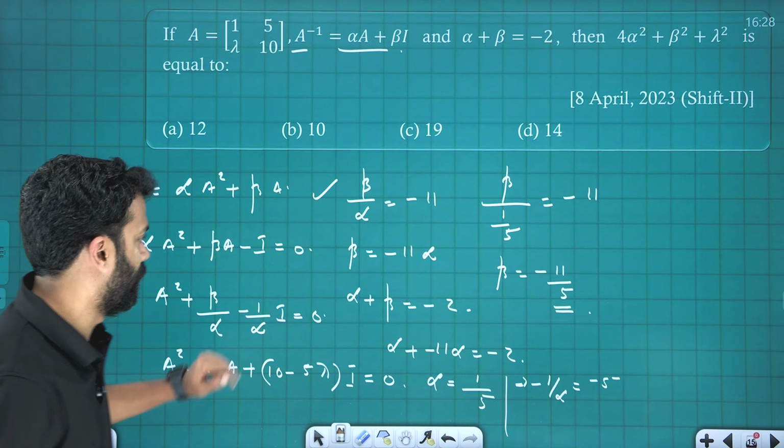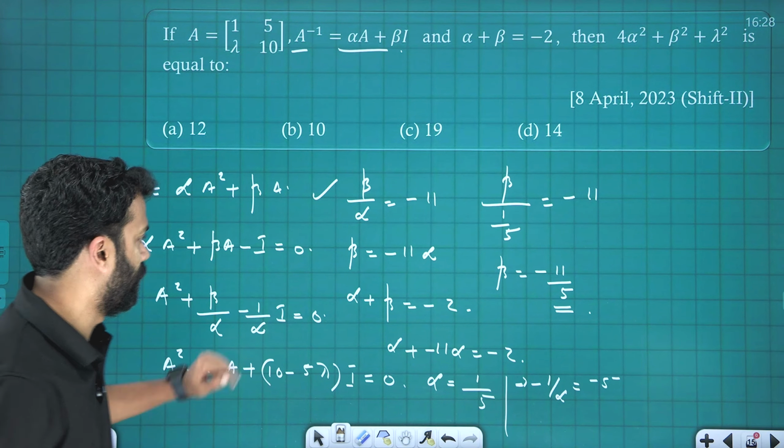So I am equating the coefficient of I on both sides. That is minus 5 is equal to 10 minus 5 lambda, so 5 lambda is equal to 15, and lambda is equal to 3. Now you got lambda also. So now you got all the parameters, and I think we can substitute it here.